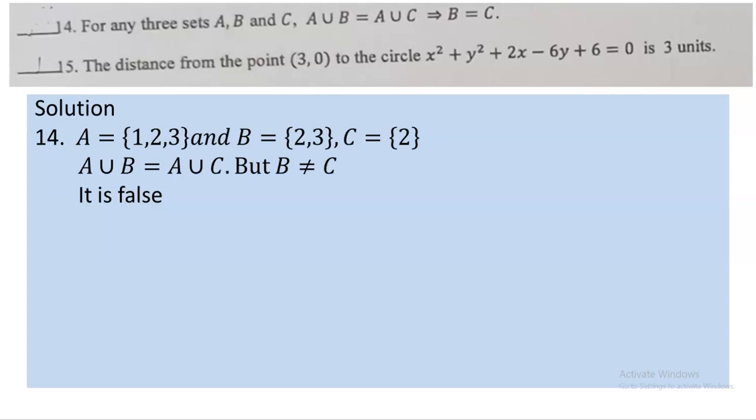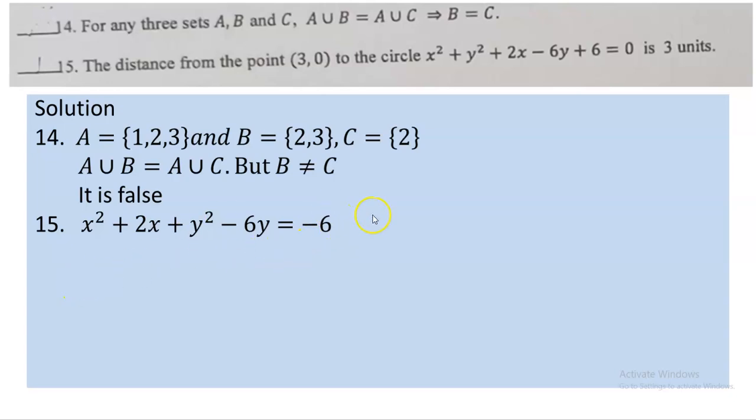Now let's come to question number 15. Question number 15 says the distance from the point 3, 0 to the circle is 3 units. Here the question doesn't talk about the distance from the point to the center, rather to the circle. So we have to look for the distance from the point up to the curve of the circle. So first we need to determine the center and the radius of the circle.